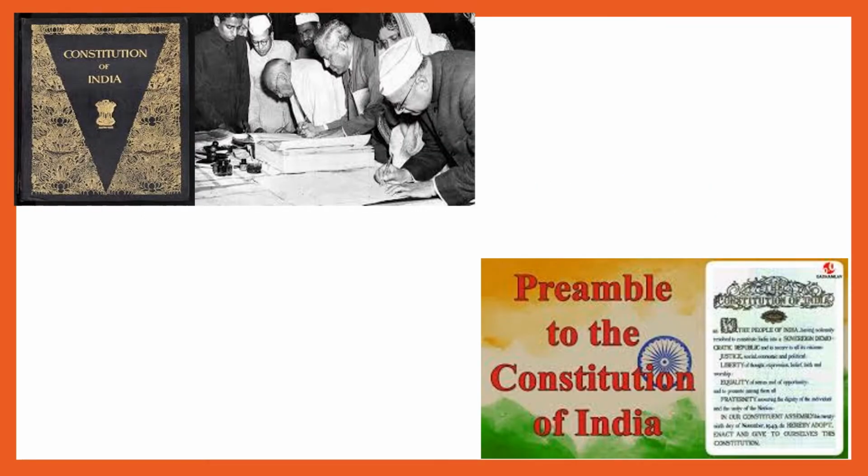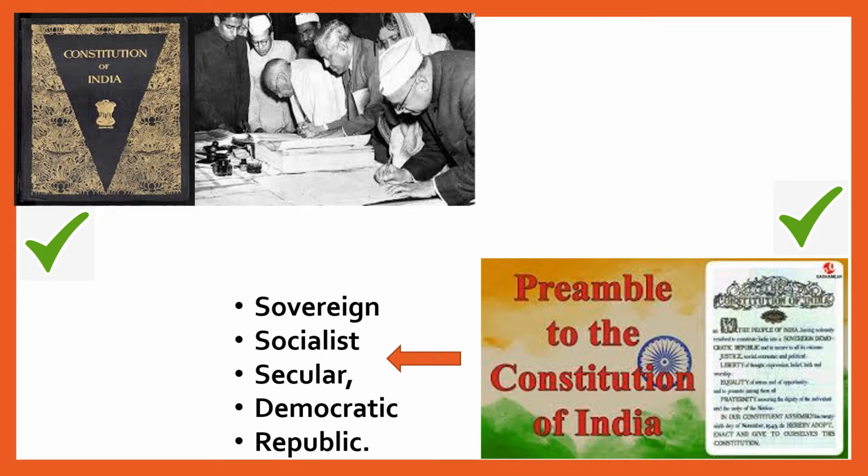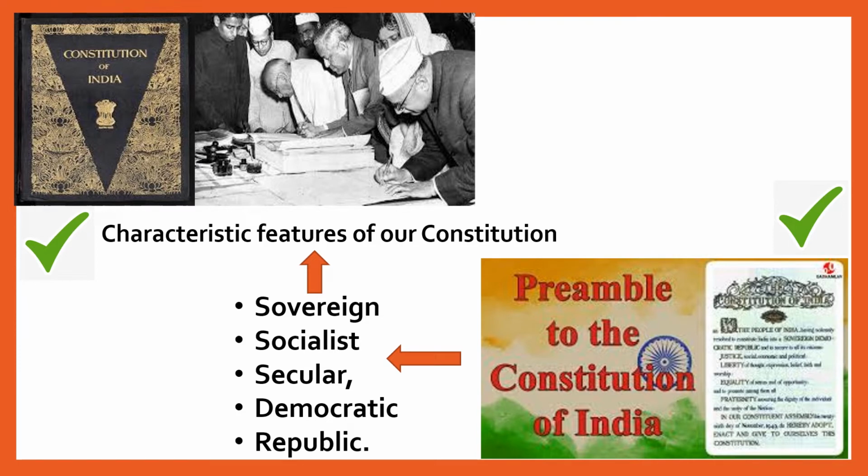In the last two lessons, we studied how our Constitution was made. We also studied its preamble and understood terms like the sovereign, socialist, secular, democratic republic. These goals expressed in the preamble are also a characteristic feature of our Constitution. Apart from these, the Constitution also has other features. We shall try to understand them in this lesson.